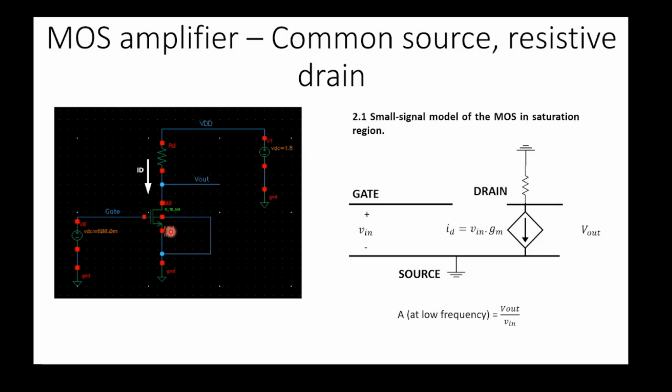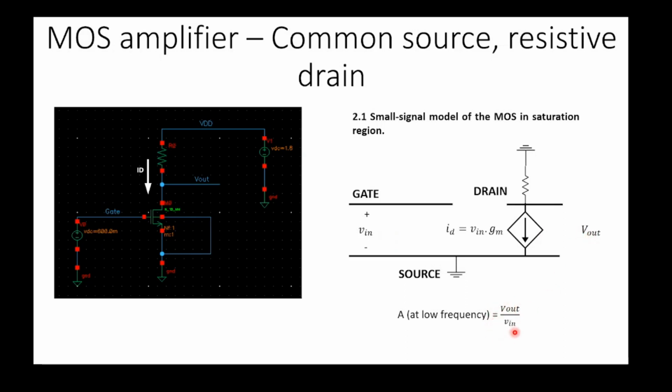So for the small signal model of the whole circuit, first we need to replace our MOS, and then we complete the rest of the circuit on top of the small signal model of our MOS. After we get the whole model, the gain that we need to know is the gain at low frequency. The gain at low frequency, as we introduced earlier, is equal to Vout over Vin, the ratio between Vout and Vin. We want to know how much the Vin is amplified at the output Vout.